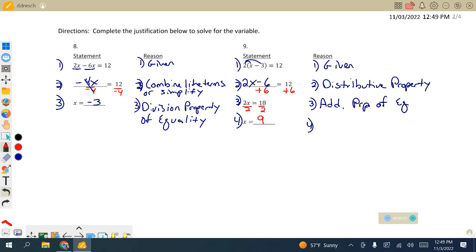And what's our last step that we did? Look at it. What did we do to go from 3 to 4? We divided by 2, right? So then tell me that. Tell me we use the division property of equality.